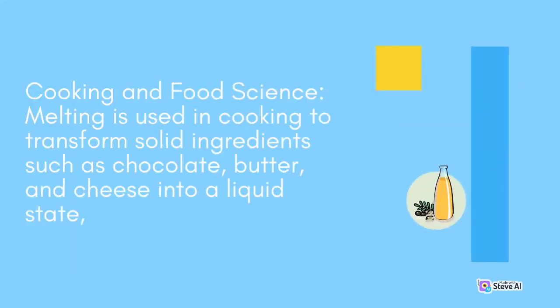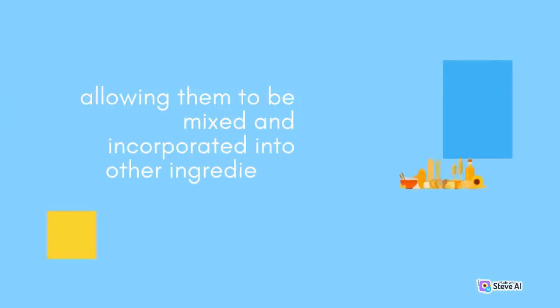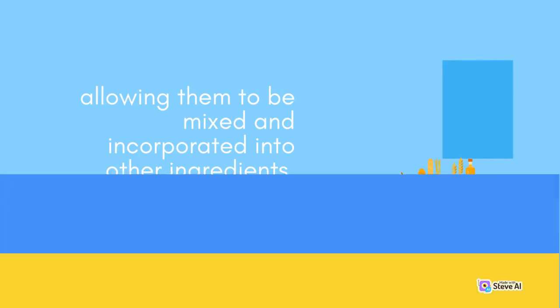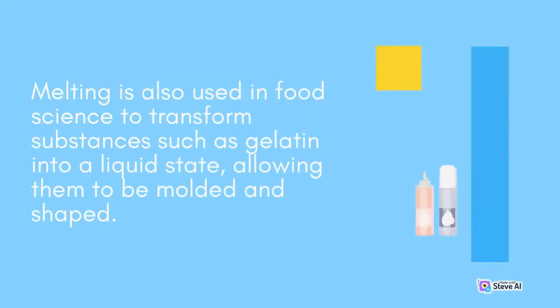Cooking and food science. Melting is used in cooking to transform solid ingredients such as chocolate, butter, and cheese into a liquid state, allowing them to be mixed and incorporated into other ingredients. Melting is also used in food science to transform substances such as gelatin into a liquid state, allowing them to be molded and shaped.